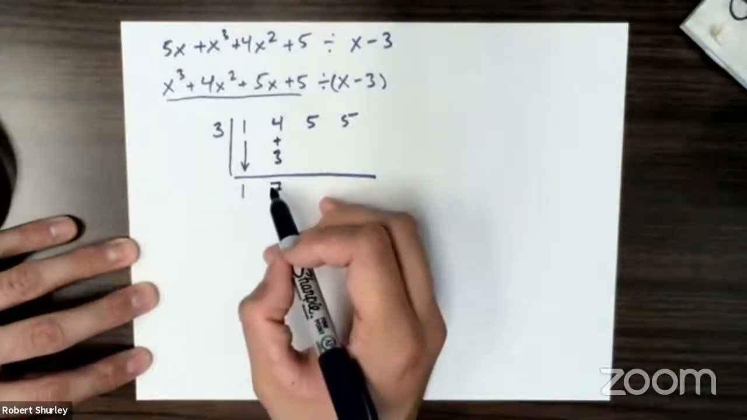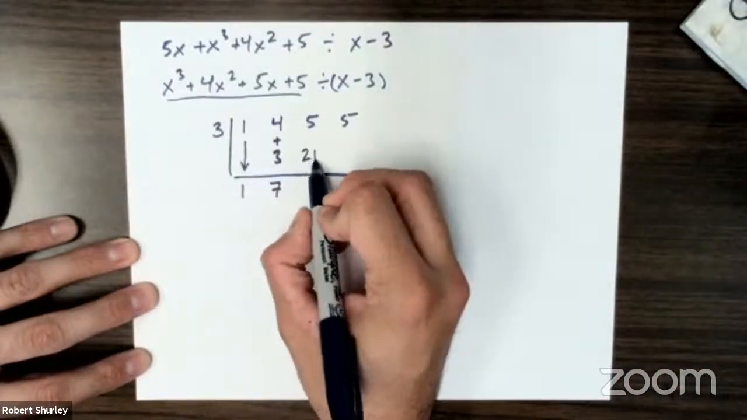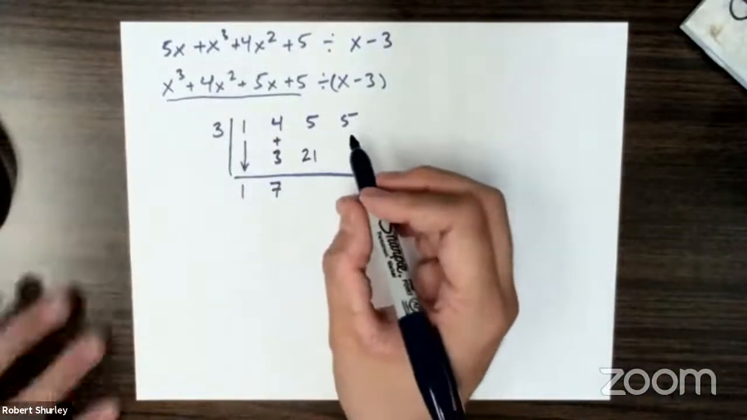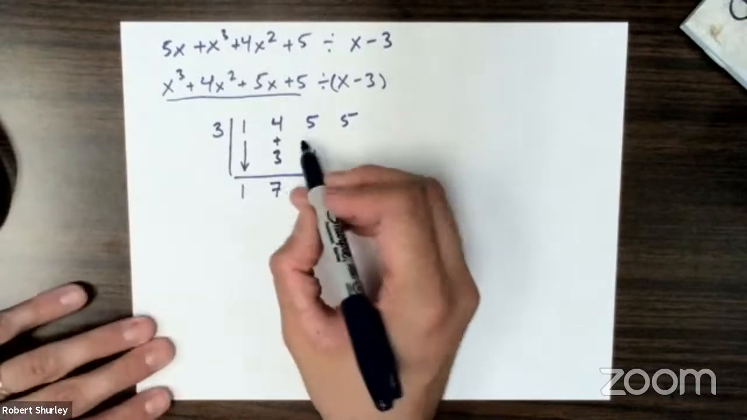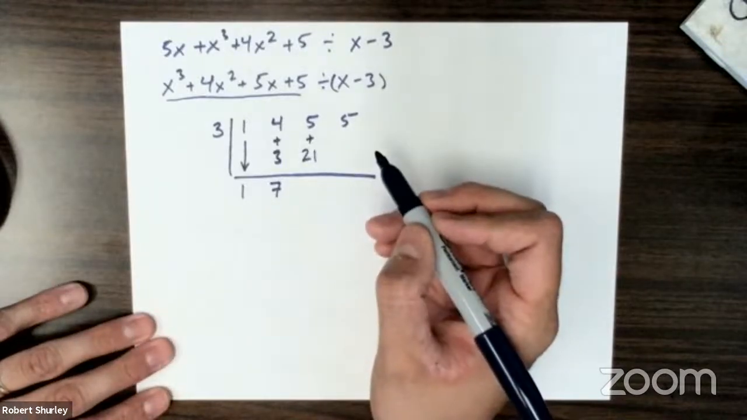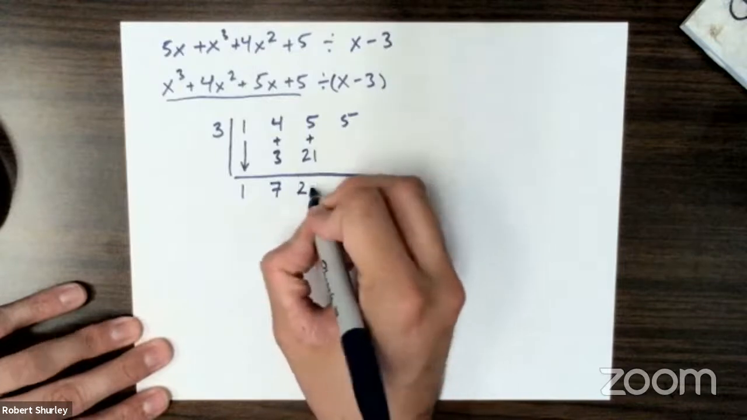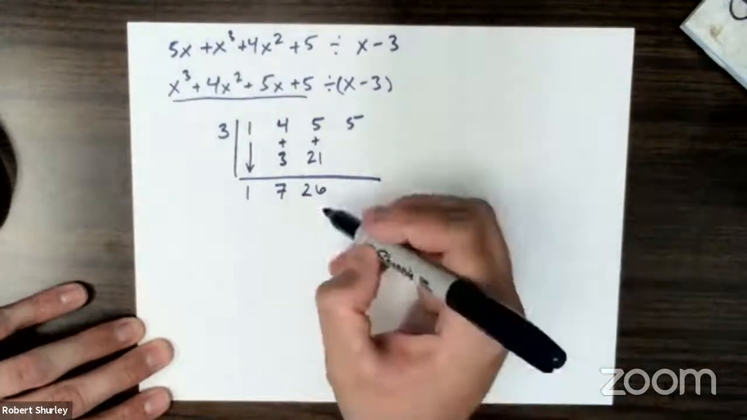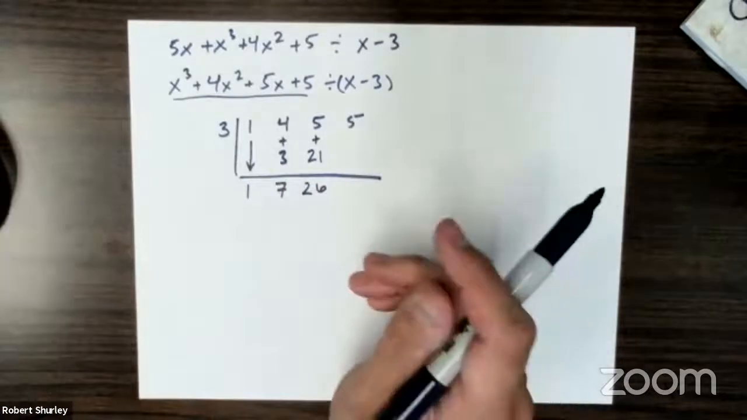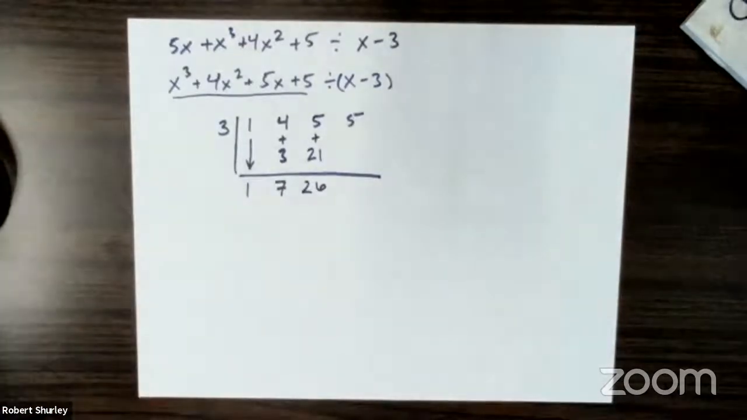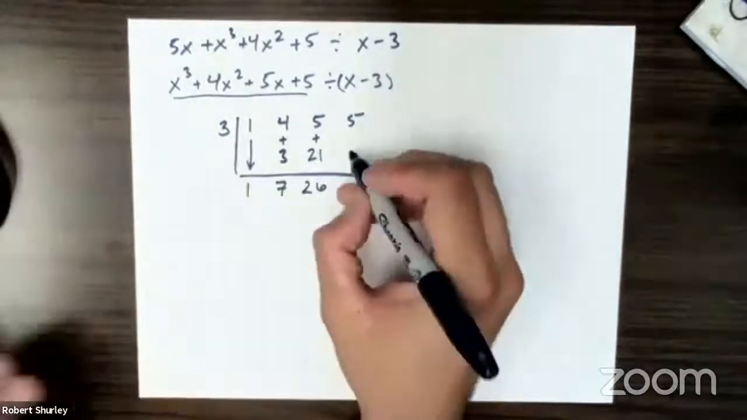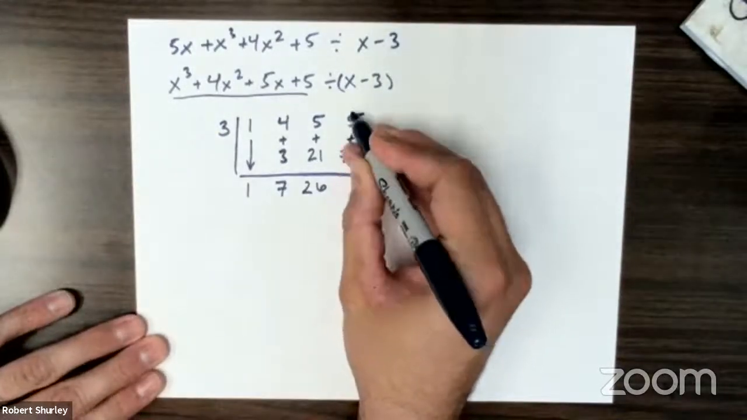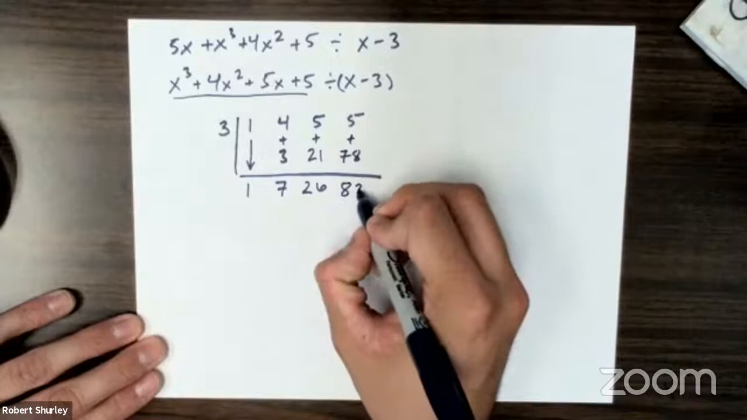Okay. Then multiply 7 times 3 is 21. Right? Oh, we're going to get a big number. Add vertically, we get 26, right? 26 times 3. Let me see here. I don't have enough fingers and toes for that one. So I'm going to multiply that in my calculator. 26 times 3, 78. Add vertically, that's going to be 83.